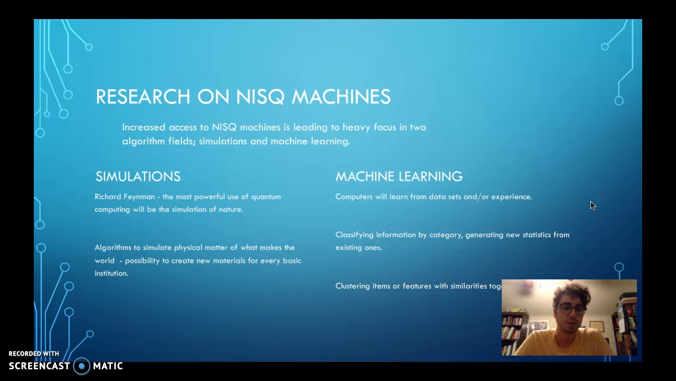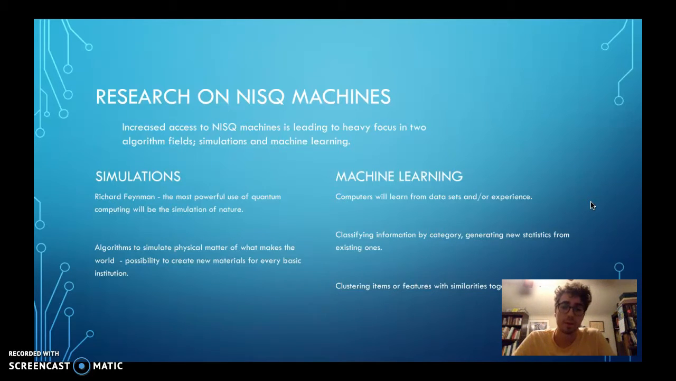Theoretical physicist Richard Feynman stated that the most powerful use of the quantum computer will be the simulation of nature. This means simulating things such as atoms, molecules, and materials. These algorithms used to simulate the physical matter that makes up our world can be very helpful in understanding new designs that can be used to increase our energy and make contributions to things such as public health.